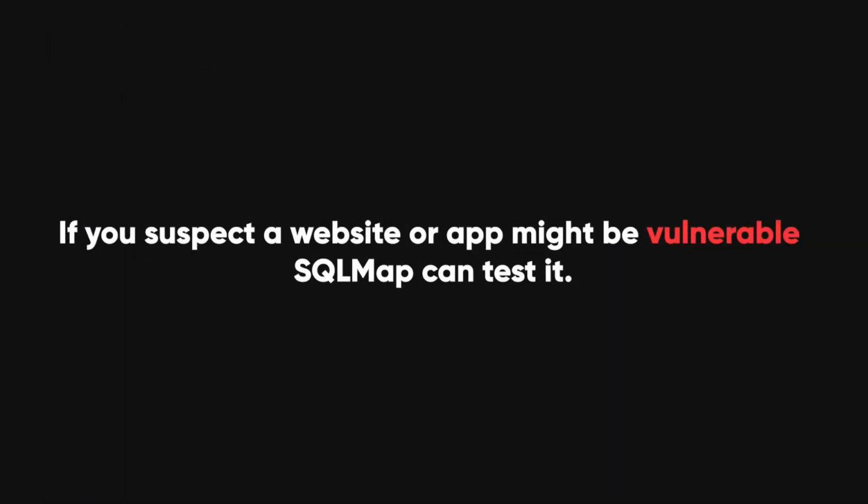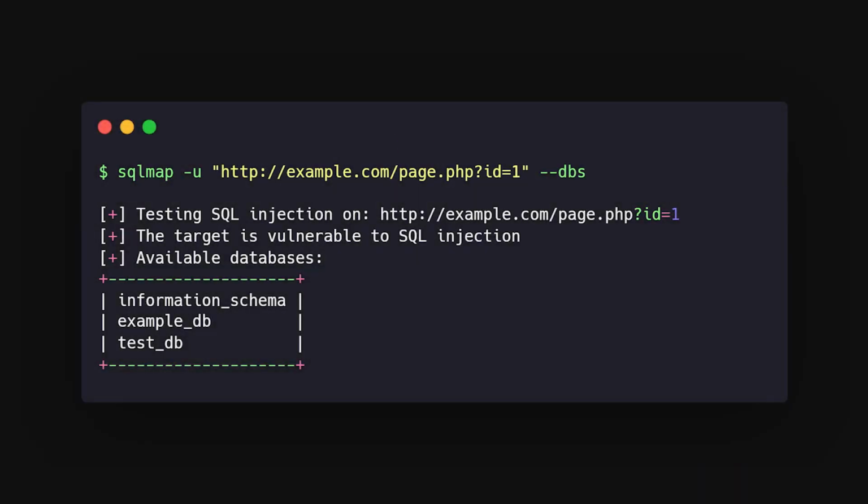If you suspect a website or app might be vulnerable, SQLmap can test it. You start by scanning a URL like this: sqlmap -u followed by the site's URL, then --dbs. If the database is vulnerable, SQLmap can list tables, dump data, and much more.